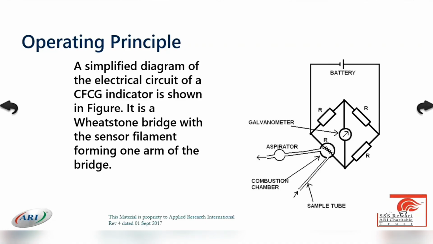As the resistance increases, it becomes equal to the rest of the three. All four resistances become the same. Current stops flowing from there. It becomes a balanced Wheatstone bridge. No current is flowing, showing 0% of LEL on the meter. That is zero setting. Then we introduce the gas sample.